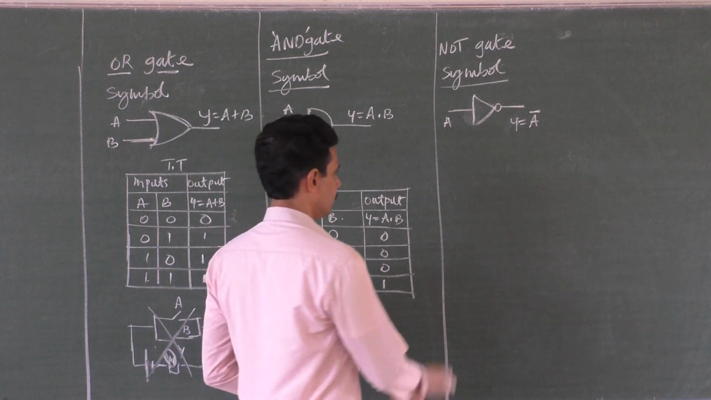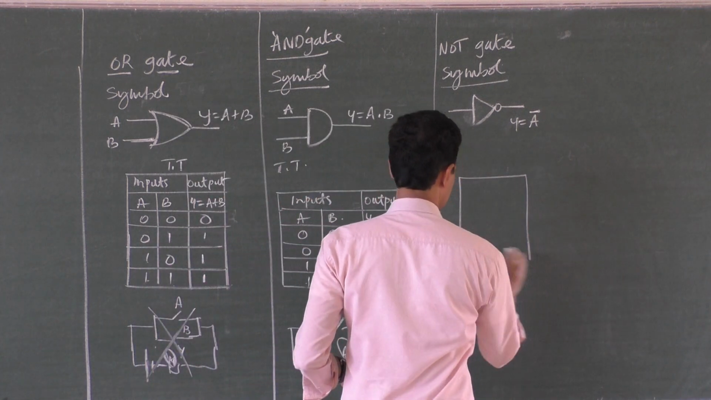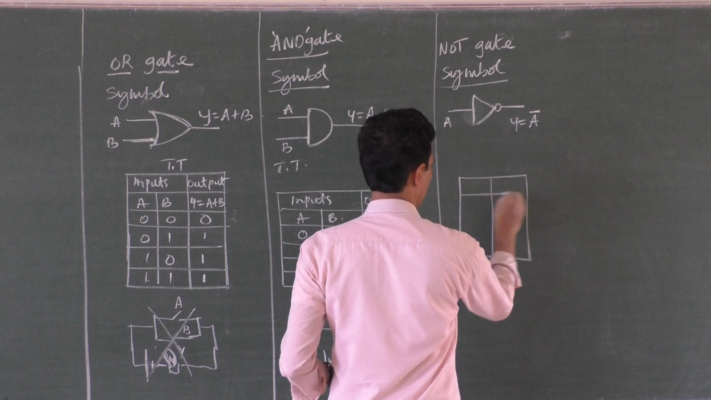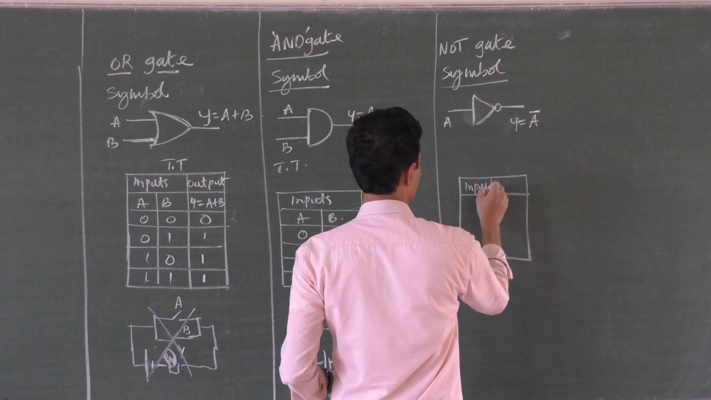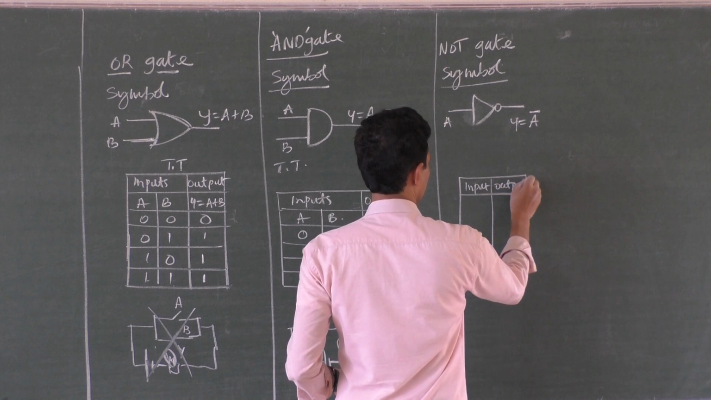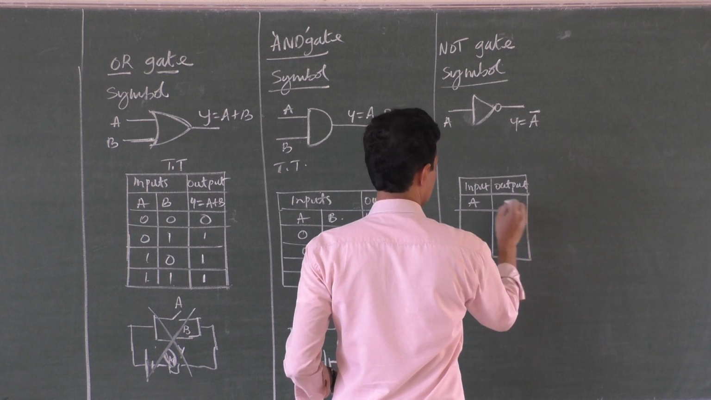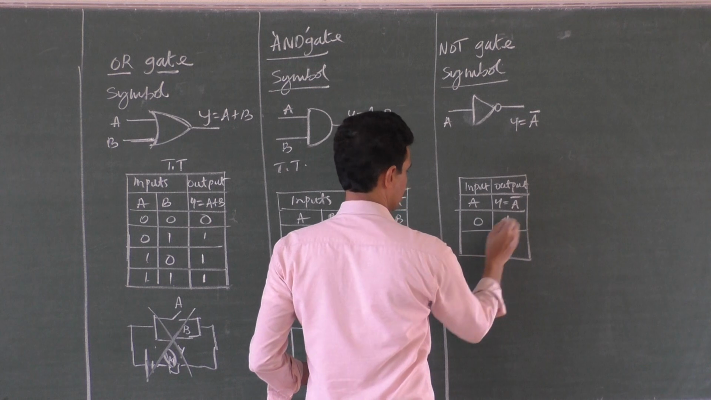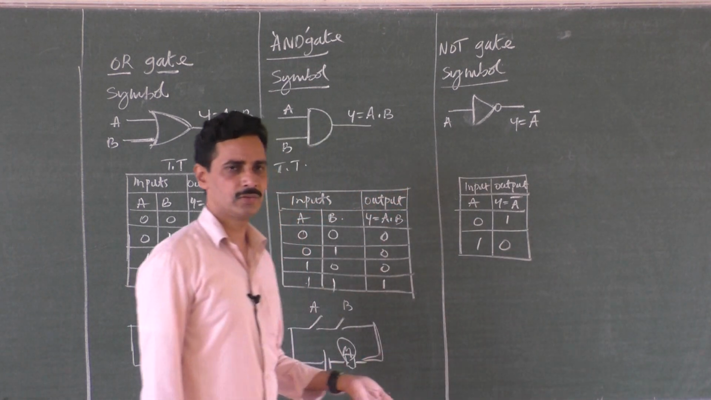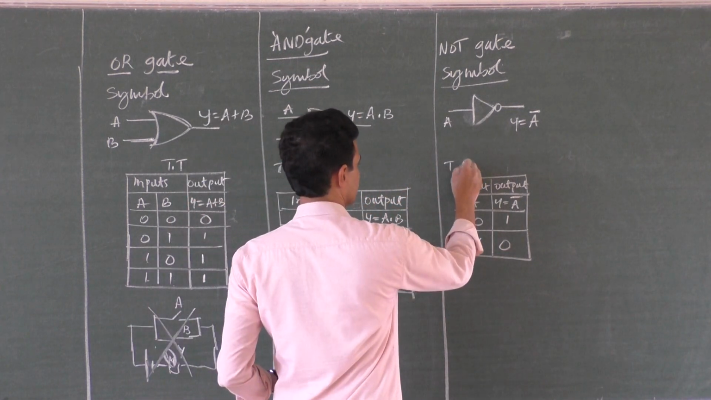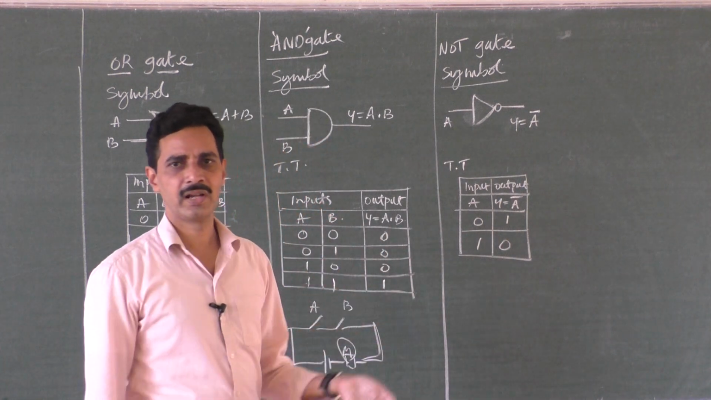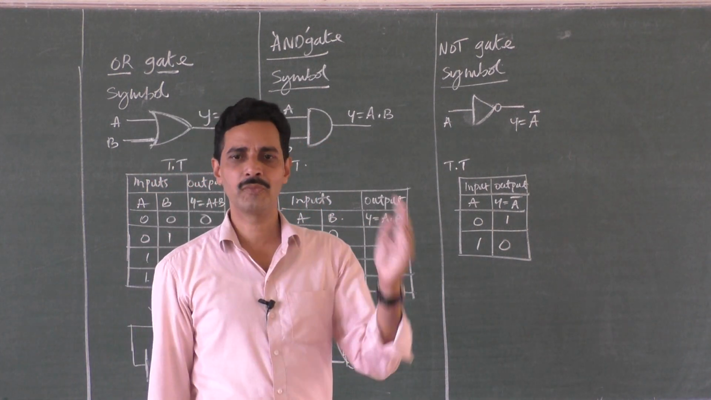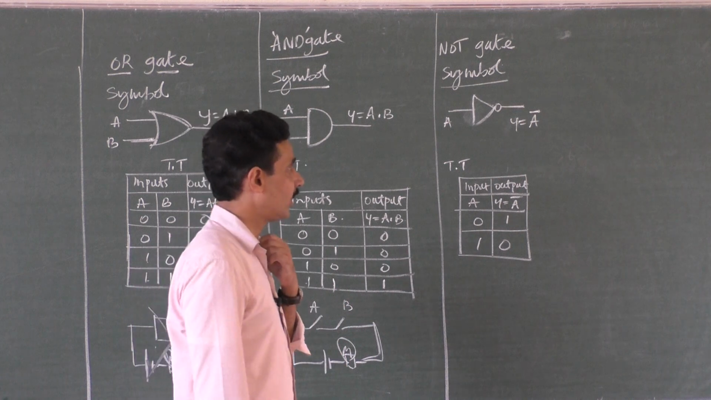Now the truth table. What is a truth table? Truth table is very simple. You have only one input, one output. Input is A, output is Y equal to A bar. If this is 0, output is 1. If this is 1, output is 0. That is the truth table. All possible combinations, because you have only one input and one output. The only input combinations possible are 1 and 0. That's all. So that is the NOT gate.